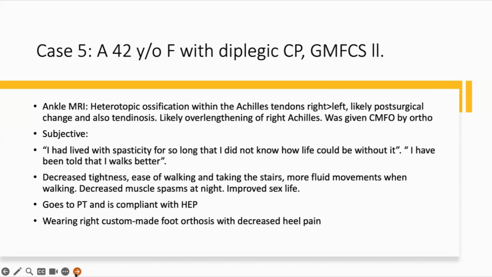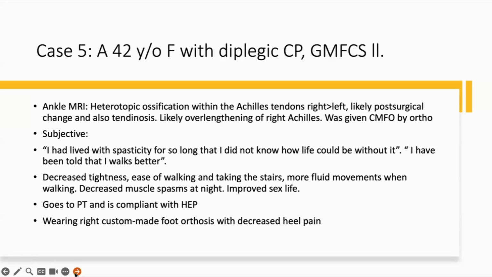So her ankle MRI just showed that she had heterotopic ossification, likely post-surgical, and also tendinosis, and she received custom-made foot orthotics by ortho. But what she said is, I was smiling, and my husband asked me, why are you smiling? And I said, I had lived with spasticity for so long that I didn't know how life could be without it and not to have spasms. And she was told that she walks better.